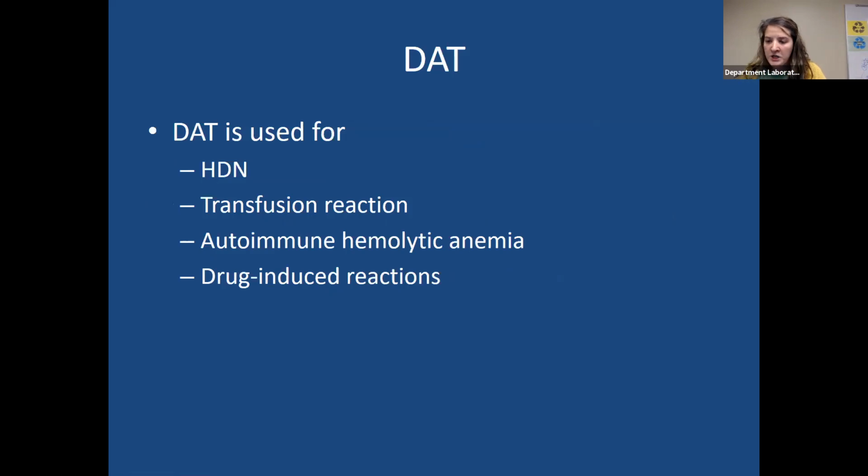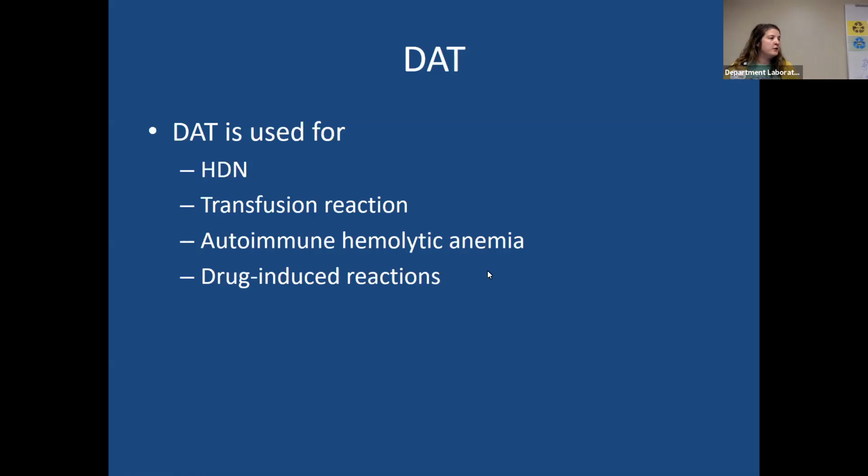So Sarah asked, wash after centrifugation? So the process of your DAT, you're going to take about 2 drops of patient cells, and you're going to immediately wash them. You wash them as soon as the washing procedure is done, whether you do it manually or use a cell washer, then you're going to add 2 drops of AHG. Okay, so the AHG is added after washing.